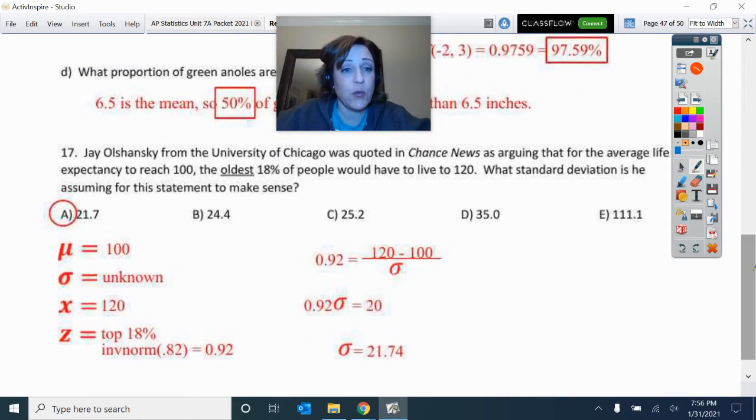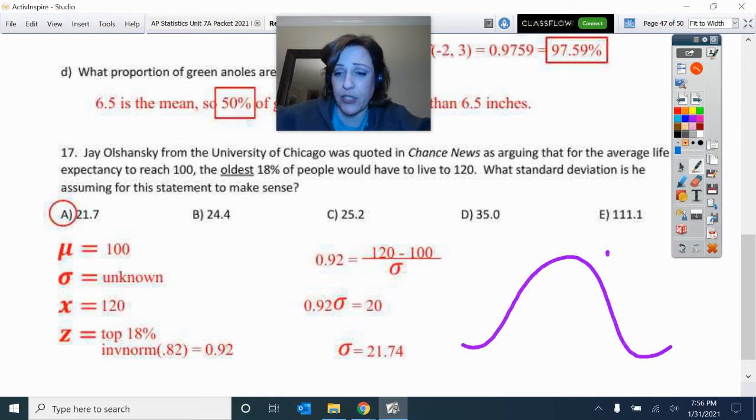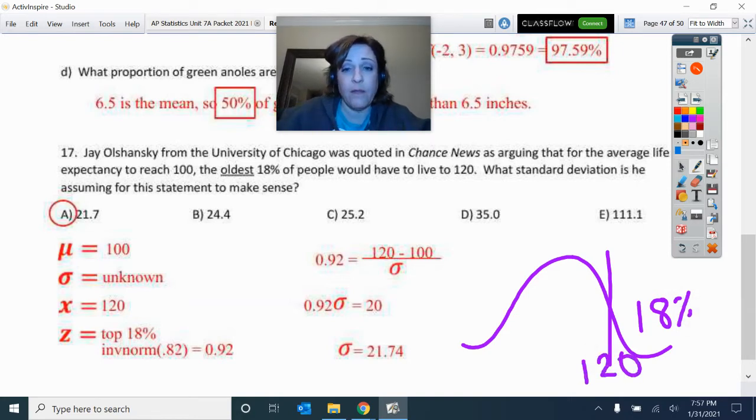Now here on this next one, we want to know what the standard deviation is if the oldest 18%, so that's the top 18%, are 120 or more. And so there's our mean. Then we can do that top 18%, which means inverse norm of the bottom 82%. So our z-score is 0.92, and then we use x minus the mean over the standard deviation. Multiply by the standard deviation, and then divide by 0.92.